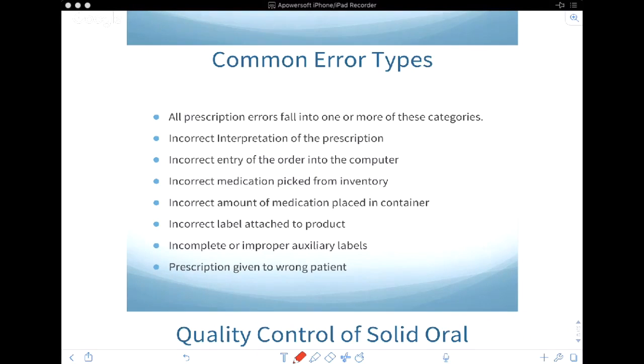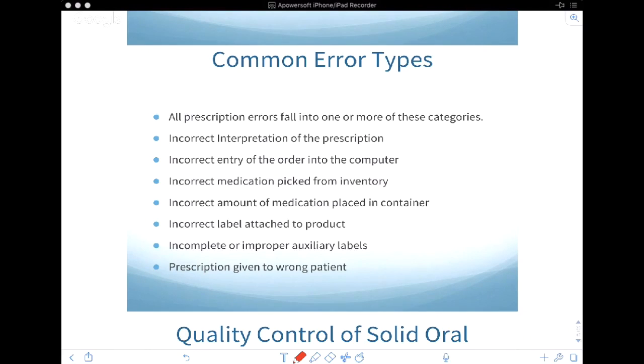But as this list says, the common error types are that all prescription errors fall into one or more of these categories: incorrect interpretation of the prescription, incorrect entry of the order into the computer, incorrect medication picked from inventory, incorrect amount of medication placed in container, incorrect label attached to product, incomplete or improper auxiliary labels, and prescription given to the wrong patient.